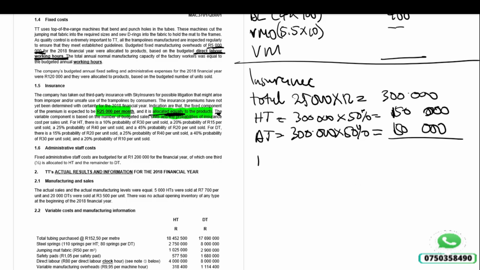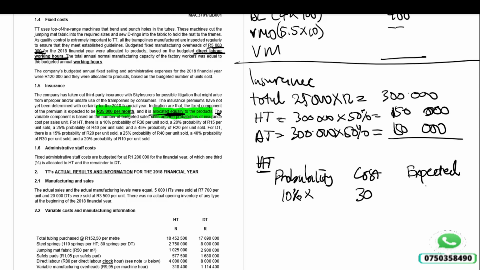So let me start for HT. I'll have the probability here, and then the cost here, and then the expected outcome. They said there is a 10% probability of 30 Rand. So I'm going to say 10% multiplied by 30 Rand, which gives me 3 Rand.